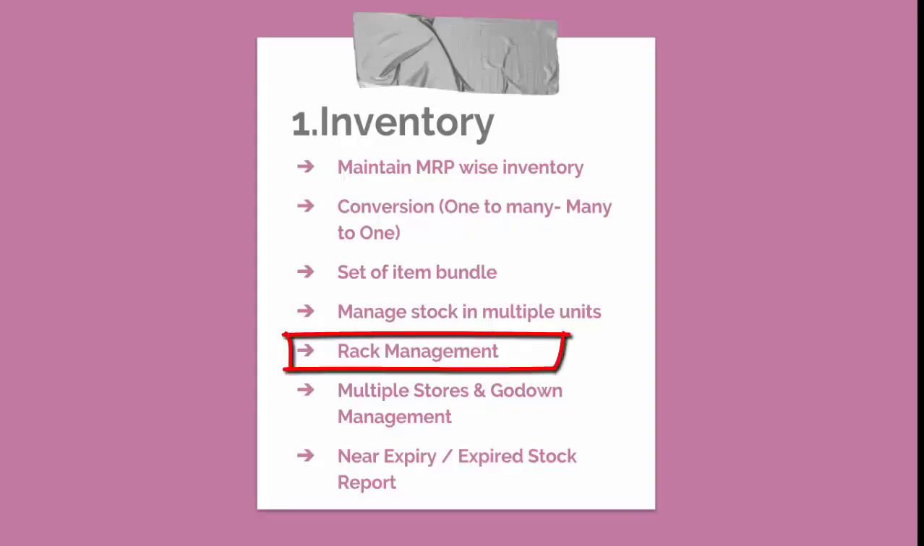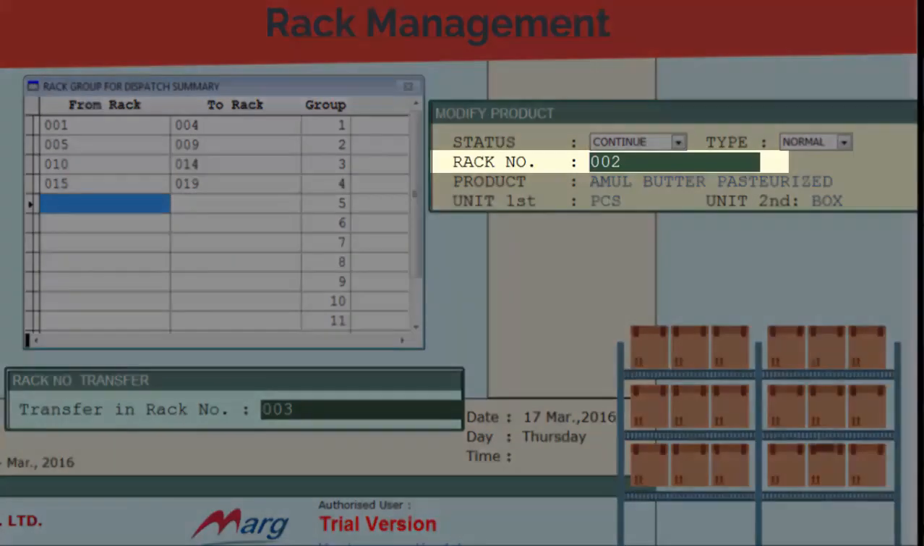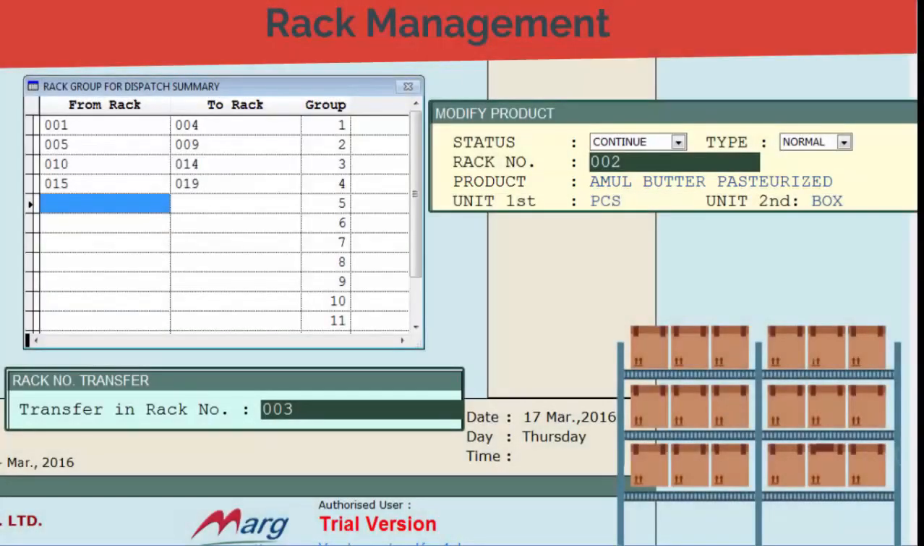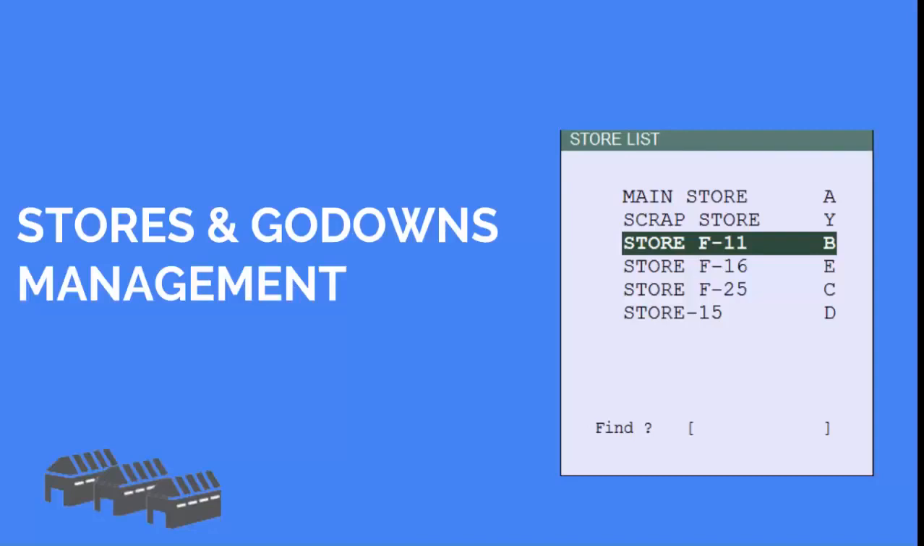Next is rack management. With rack management you can improve your floor utilization and inventory arrangement. You will be aware in which rack which product is stored, and if you need to transfer a product to another rack, you can do that through our software. Next is multiple stores and godowns management, where you can manage your inventory godown-wise and store-wise. Like scrap store is for expired or waste product and the other ones are for fresh products.